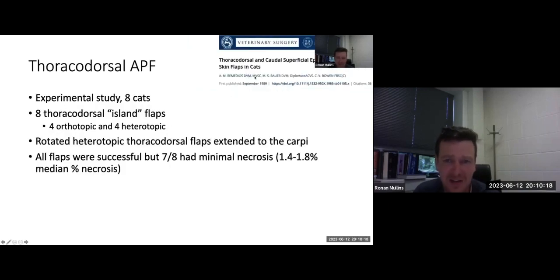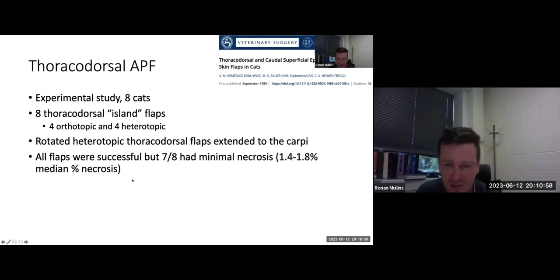In terms of cats, there is again an older experimental study where they basically created 8 thoracodorsal flaps, and these were created in the island form rather than the peninsular form. 4 of these were described as orthotopic, meaning that they just basically outlined the flap or incised the outline of the flap, elevated the flap, and just put it back in position again, whereas 4 were heterotopic, which is where they actually rotate the flaps into a recipient site, and that was basically headed towards antebrachial lesion or defects created down as low as the carpus.